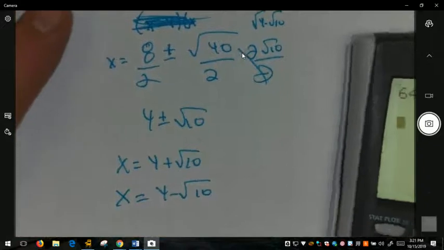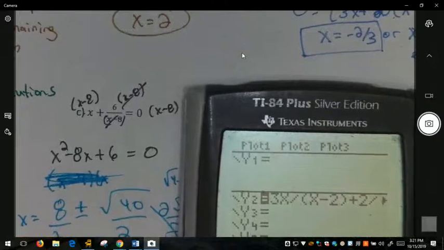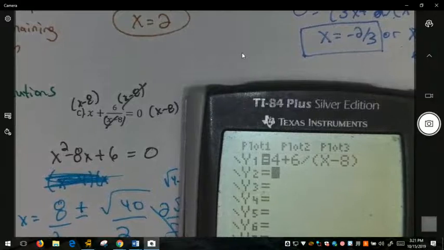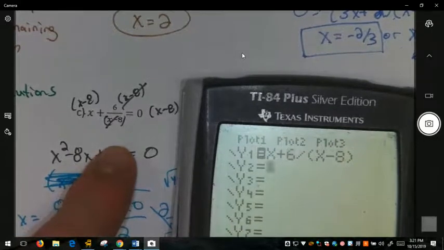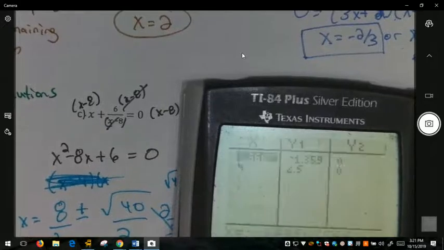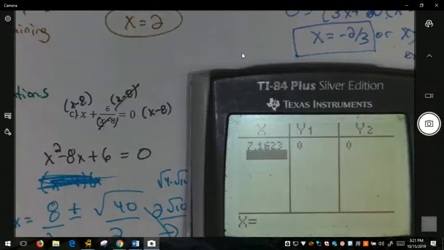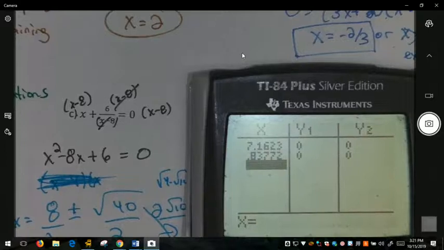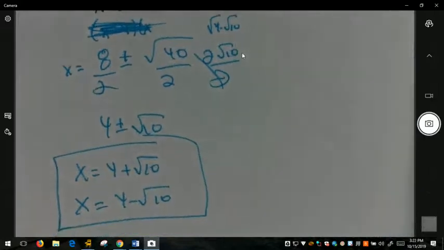But we're going to plug those in and see if they actually work. So on the left side of this equation, I have x plus 6 over, in parentheses, x minus 8. Wait, I don't think I did that right. It was supposed to be x plus 6 over, in parentheses, x minus 8. On the right side of the equation, I have 0. I don't think these are going to work, but let's put them in. 4 plus the square root of 10. Wow, it actually worked. And 4 minus the square root of 10 also worked. So there are no extraneous. These are the solutions to this equation.